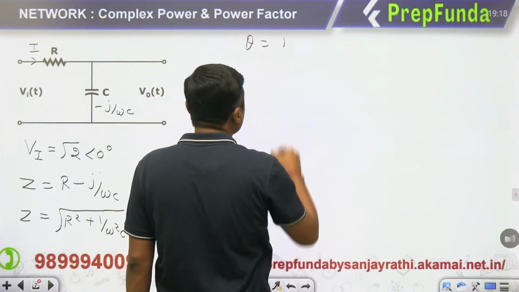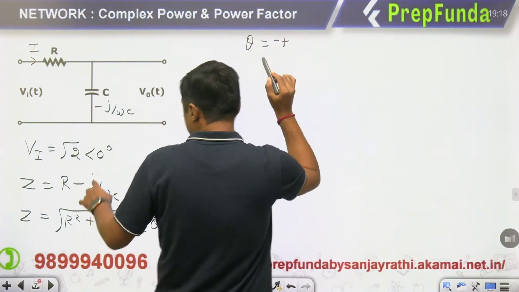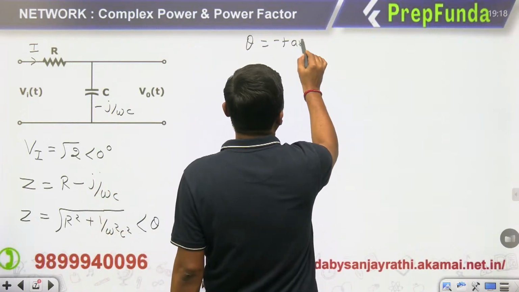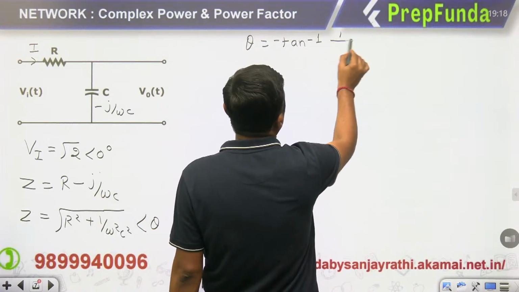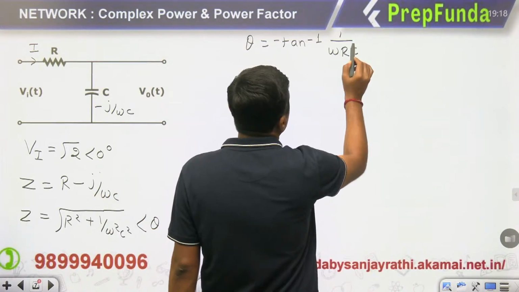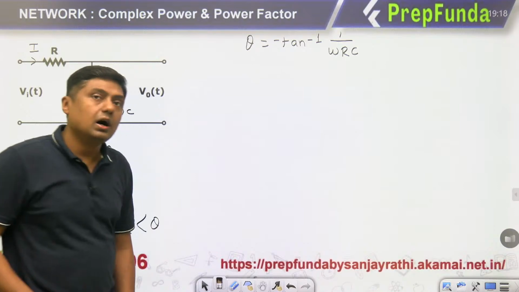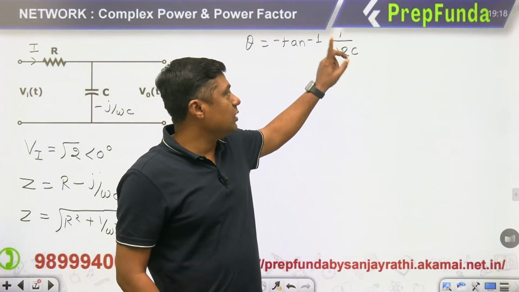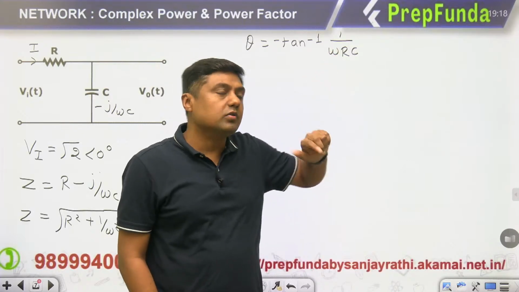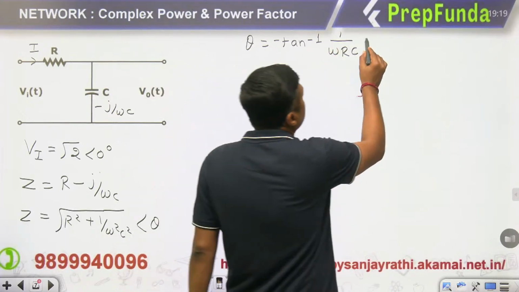Minus. Why minus? Because it is negative. Tan inverse of imaginary part upon real part, and that's why it will become 1 by omega RC. Now in this question, the value of RC is given 1 millisecond and omega is given 10 to the power 3, and that's why it will become minus 45 degree.